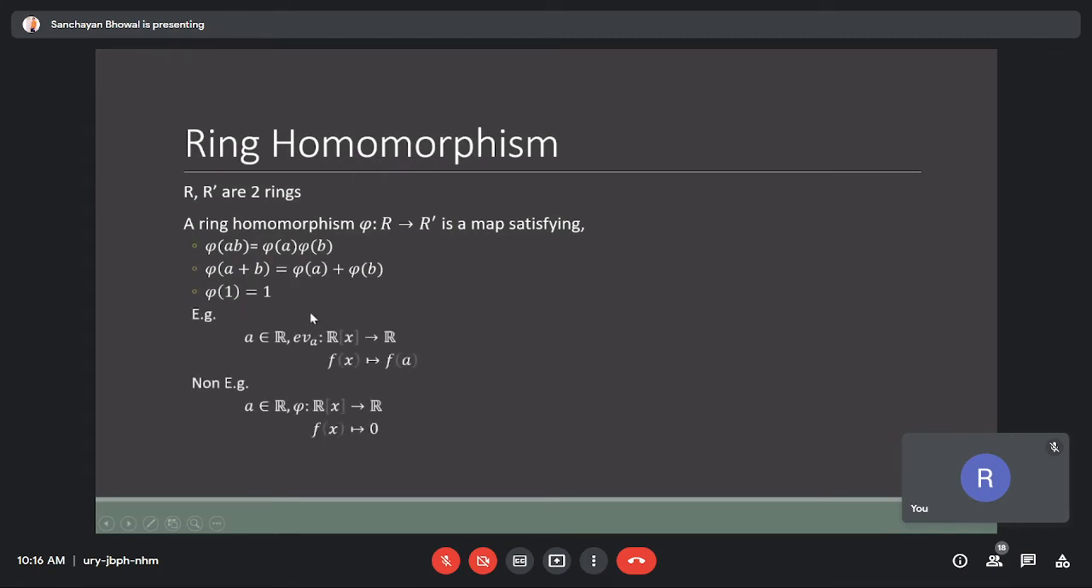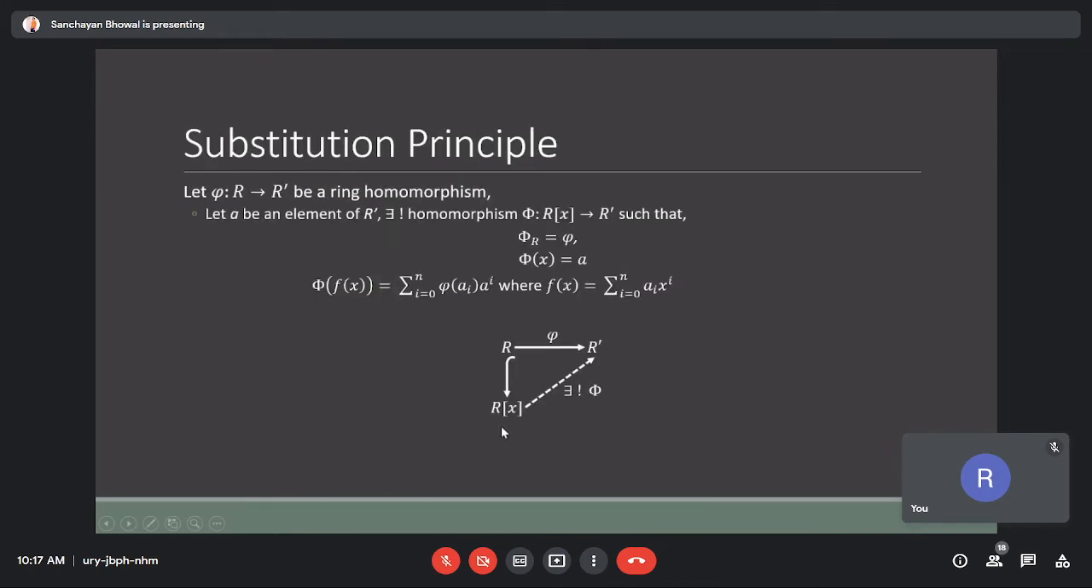Now let's take an example. This is known as the evaluation homomorphism. What I do is take an element a from the real line and a real polynomial f, and I just evaluate it at a, and I get f(a). And this is a homomorphism, you can check it out. However, this one is not. Why? Because phi of 1 is not 1, it's 0, although the other properties hold. Now here comes an important principle known as the substitution principle.